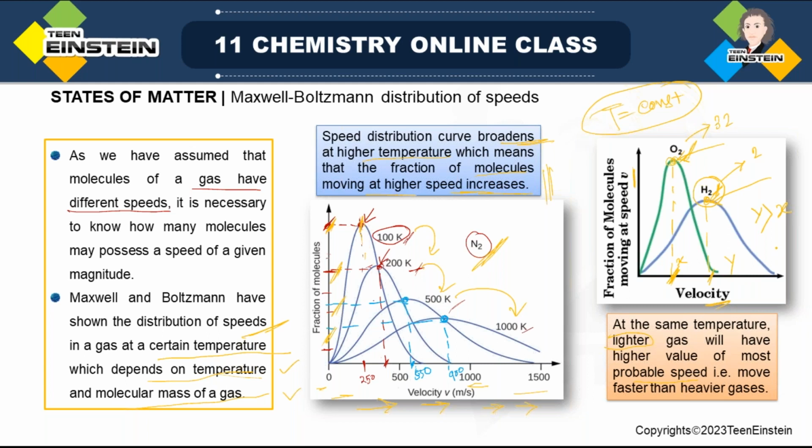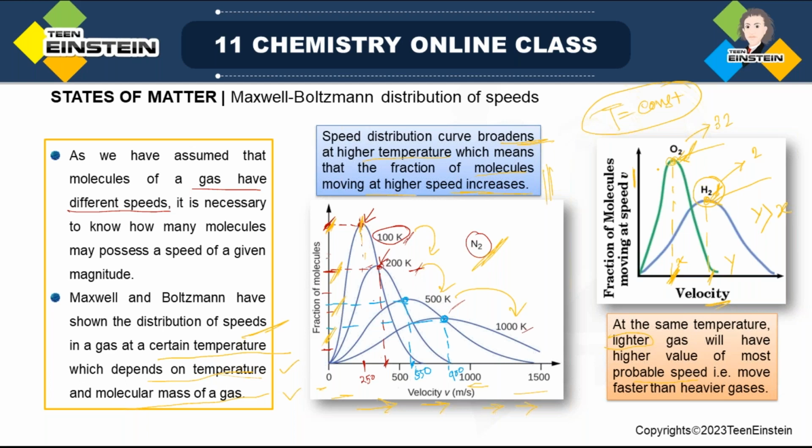So it means when your gas is having less molar mass, that is a lighter gas, it will have a higher value of most probable velocity, because this velocity which is present at the maxima point is called the most probable velocity.